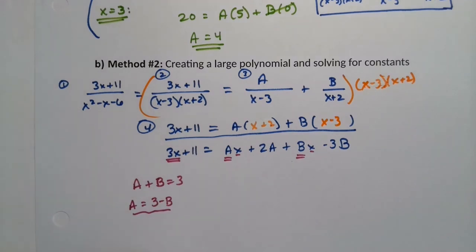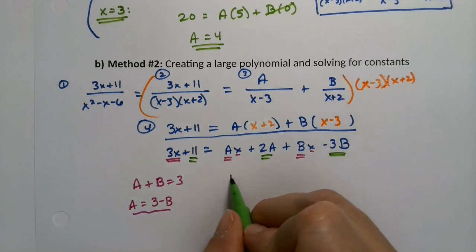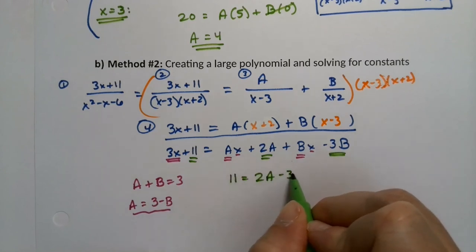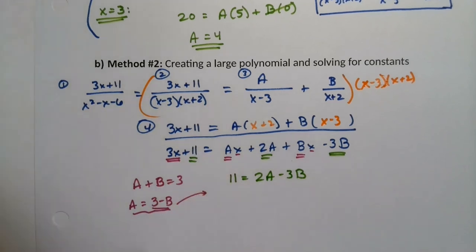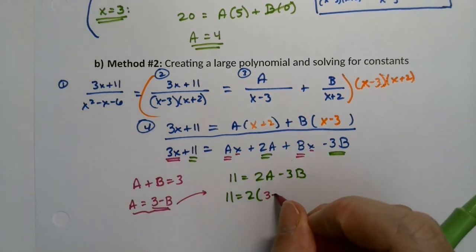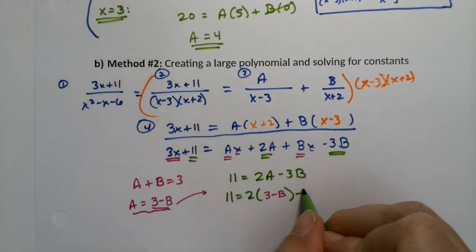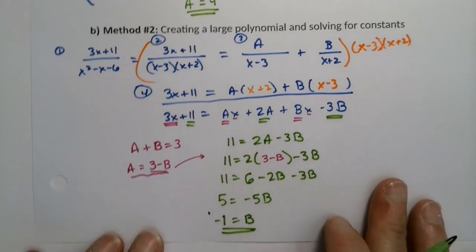Why do I need that? Well, because then I could look at the constant terms. 11 is 2a minus 3b. And then I can take this value for a and I can go substitute it in. And say 11 is 2 times 3 minus b, minus 3b. So 11 is 6, take away 2b, take away 3b. So 5 is negative 5b. And sure enough, negative 1 is b. So I get negative 1 is b.